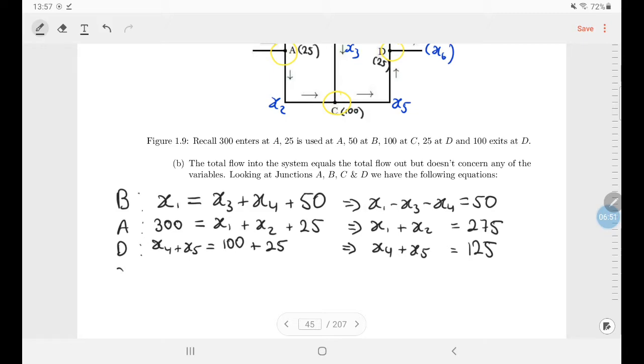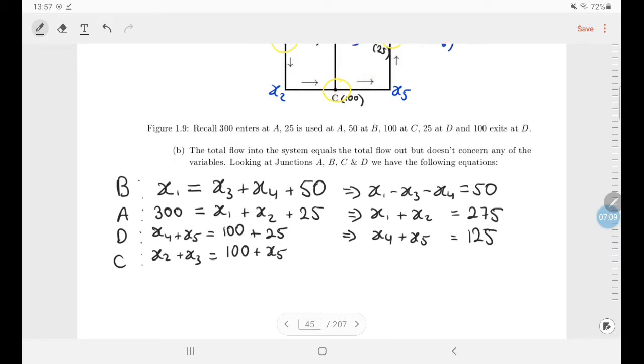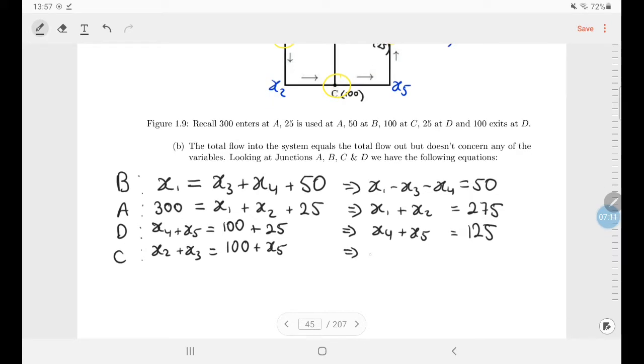And finally, we have junction C, which says what goes into C, I see x2 plus x3. And what comes out of C, I see x5 plus 100. And again, get all the variables on one side. So that's x2 plus x3 minus x5 is equal to 100. And I'm going to pause the video for a second and just write down those equations for myself.